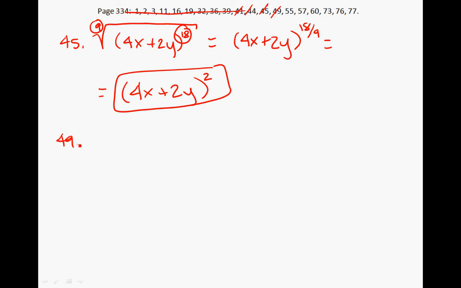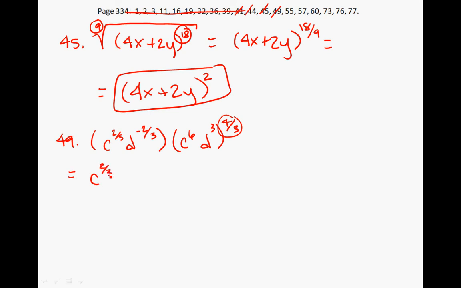Okay. Let's look at 49. We have c to the 2/5, d to the negative 2/3, and then c to the 6, d cubed, and it's also 4/3 power. Okay, so first thing we want to do is take care of that 4/3.